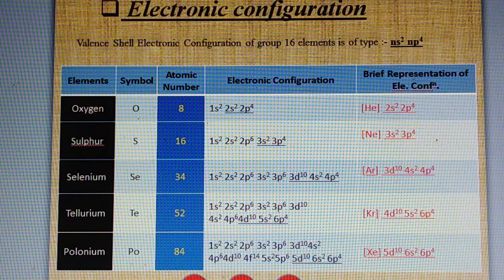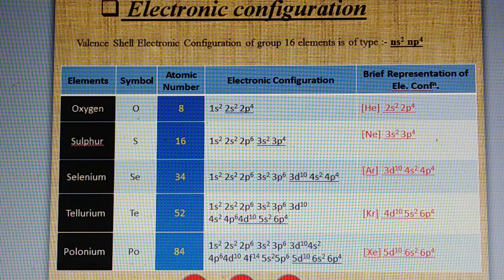What is the configuration? If we write it in detail, the orbitals are s, p, like that. So 1s2, 2s2, 2p4. This is the electronic configuration for oxygen. 1s2 is the configuration of the inert gas helium, so the brief configuration will be helium 2s2, 2p4.